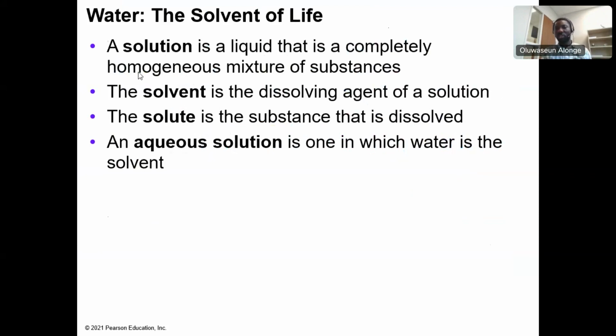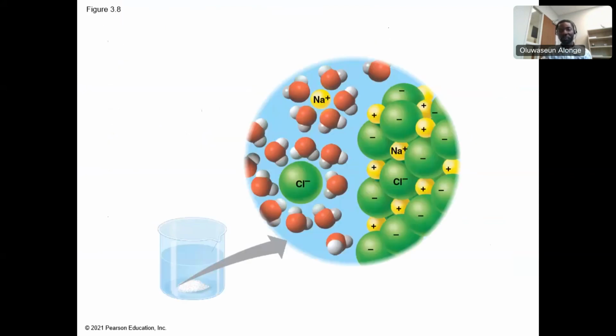So that is a solution. A solution is a liquid that is a completely homogeneous mixture of substances. The solvent is the dissolving agent of the solution. The solute is the substance that is dissolved. An aqueous solution is one in which water is the solvent. So if it is an aqueous solution, the solvent has to be water. But your hand sanitizer is not an aqueous solution, for instance, because water is not the solvent there. All right. So look at this solution now.